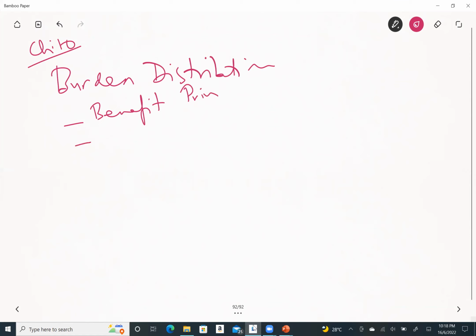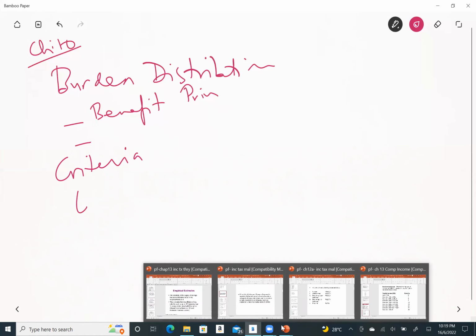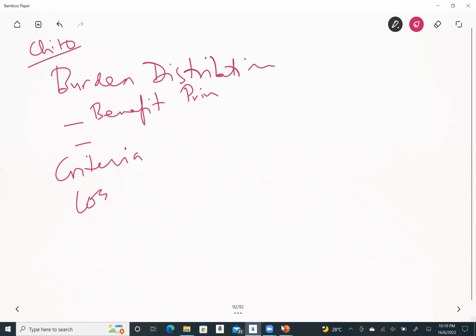And then the next one is the criteria. Criteria of government finance. We talk about equity, we talk about efficiency. There is another criteria there: administrative ease. Administrative ease is considered the cost, right? The cost of the tax system.